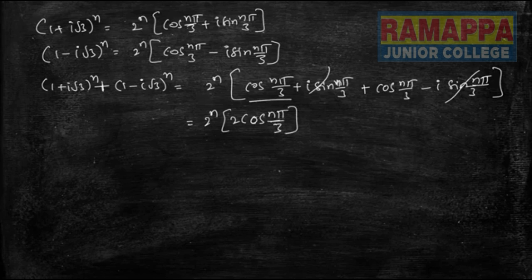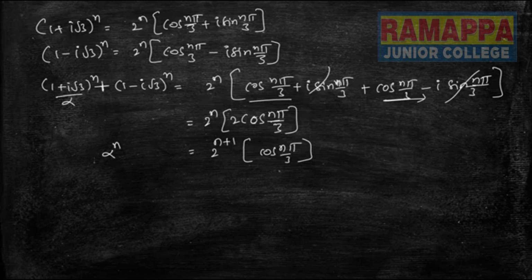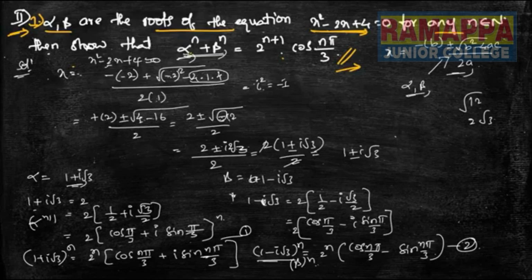So cos n pi/3 plus cos n pi/3 is equal to 2 cos n pi/3. It is equal to 2 power (n plus 1) into cos of n pi/3. So this is what we have to show, alpha power n plus beta power n. So we got this answer.